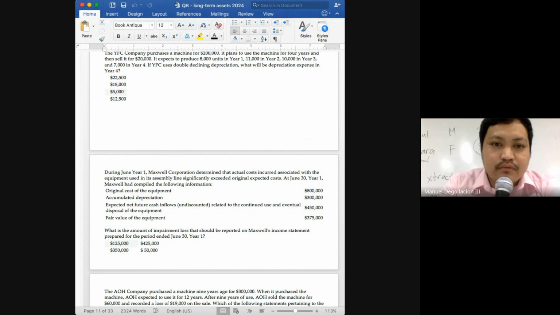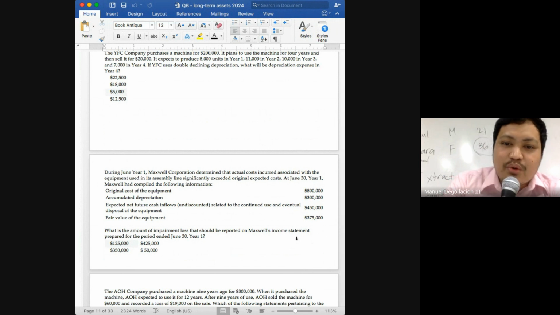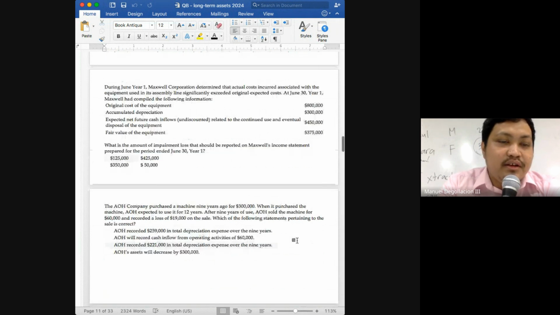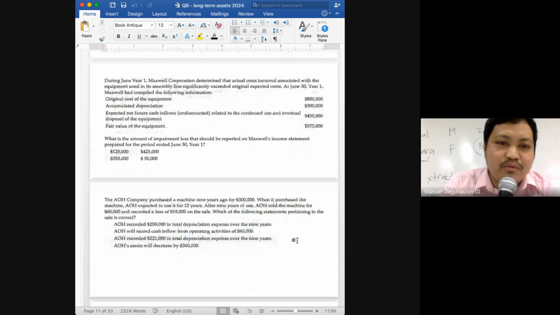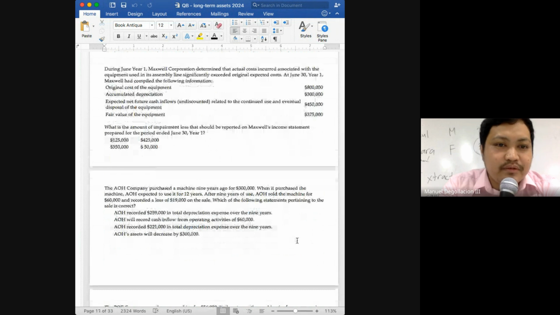So how much is the book value again? It was 500. And the fair value is 375. So 500 minus 375, you would get 125. And that's it. Unlike in your financial accounting classes, the computation of impairment would be very grandiose. Here it will be very straightforward as long as you follow the steps.